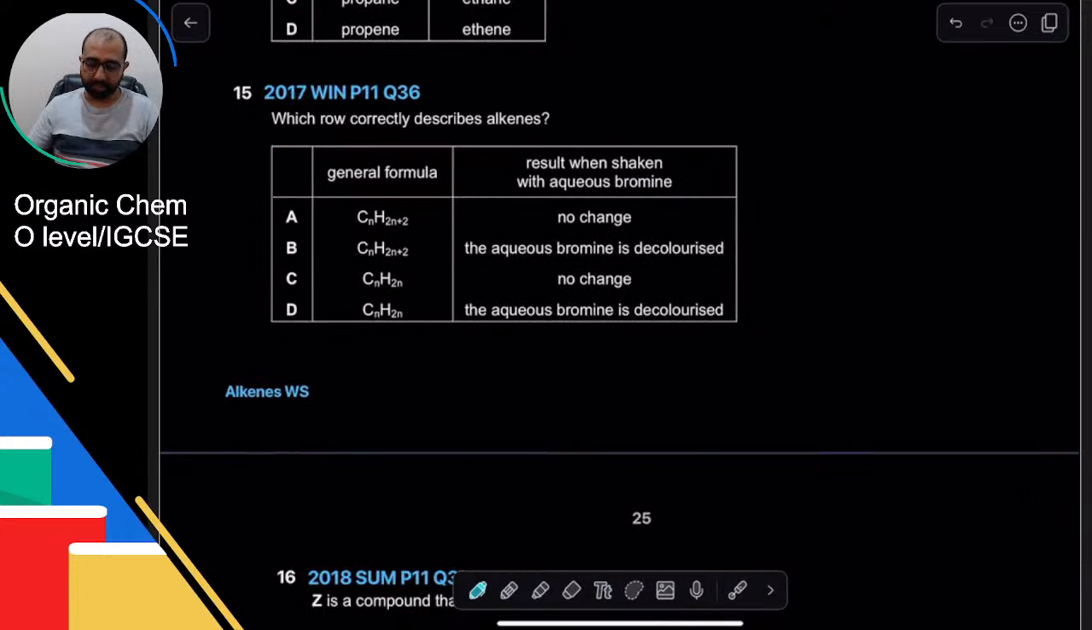Which row correctly describes alkenes? Let's see. We need a double bond and we need hydrogen double of carbon. So this one has a double bond and hydrogen double of carbon. This one also has a double bond and hydrogen double of carbon. But only this one is showing addition. What does that mean? That means this one has a carbon-carbon double bond. This one fits the formula, but that one fits the double bond, the unsaturated part. So this is the only one that is alkene.